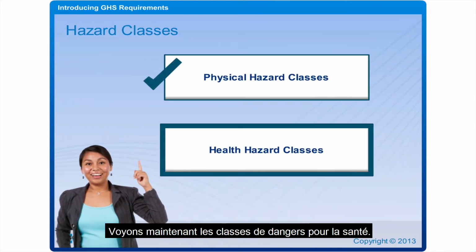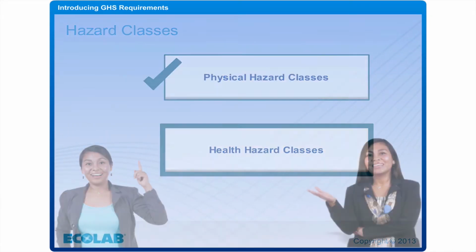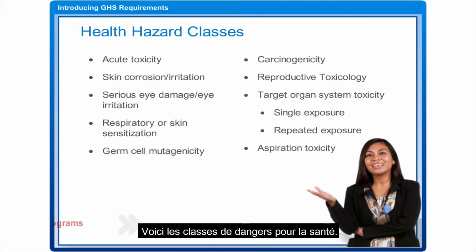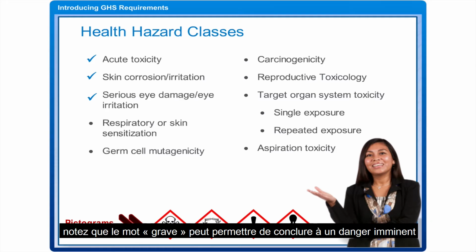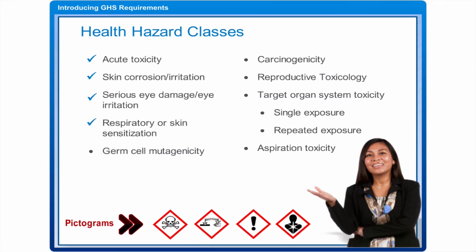Now let's look at the health hazard classes. Here are the health hazard classes. Acute toxicity. Remember, acute toxicity is an effect that occurs quickly upon exposure. Skin corrosion indicates permanent damage to living tissue, and irritation indicates reversible inflammatory effect. Serious eye damage or eye irritation. Note the word serious can be indicative of imminence of harm.